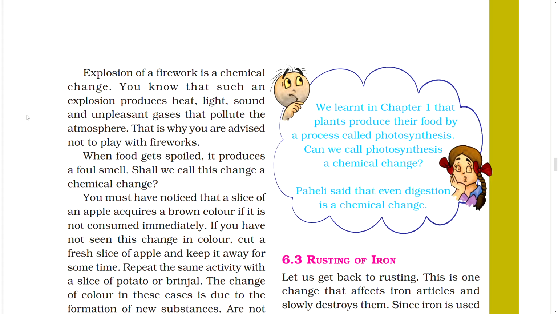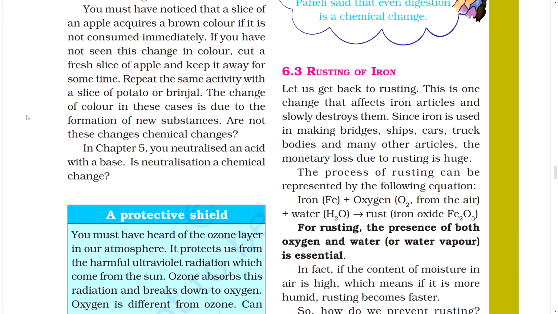You must have noticed that a slice of an apple acquires a brown color if it is not consumed immediately. If you have not seen this change in color, cut a fresh slice of apple and keep it away for some time. Repeat the same activity with a slice of potato or brinjal. The change of color in these cases is due to the formation of new substances. Are not these changes chemical changes? In chapter 5, you neutralized an acid with a base. Is neutralization a chemical change?